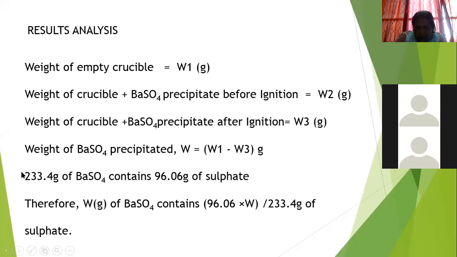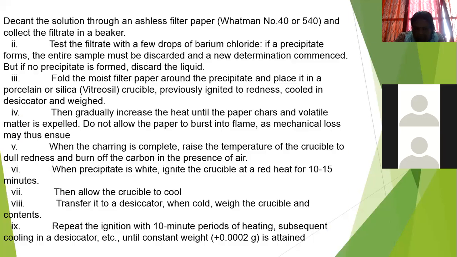This is the molecular weight of barium sulfate. 233.4 gram of barium sulfate contains 96.06 gram of sulfate. So minus barium, only SO4, weight is 96.06 gram. Therefore, W gram of barium sulfate contains how much gram of sulfate? That is the end. In this way, you should calculate the weight of the barium sulfate present in the unknown solution. Okay, so I have completed this experiment, the determination by gravimetric method.